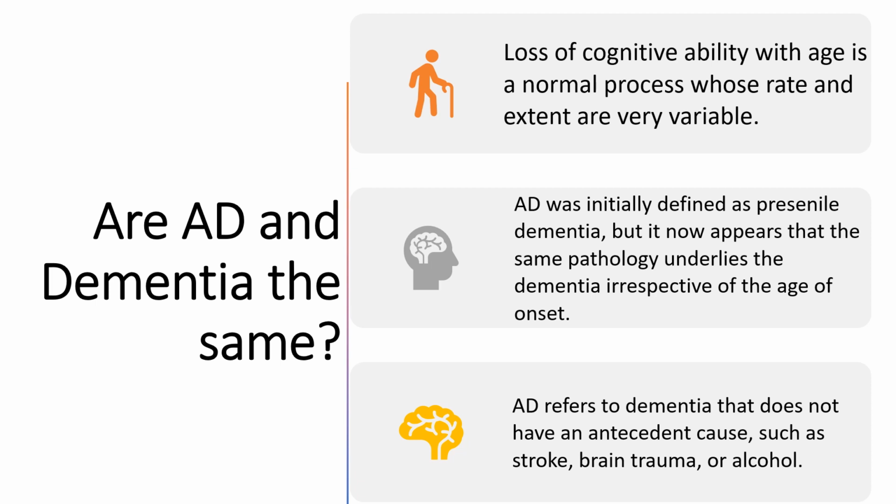So there is a question whether Alzheimer's disease and dementia are the same or not. Dementia is a memory decline that occurs normally with age, but Alzheimer's disease is basically a pre-senile dementia with the same pathology that underlies dementia. Now, Alzheimer's disease also refers to dementia that does not have an antecedent cause such as stroke, brain trauma, or alcohol that can cause impaired cognitive functions.